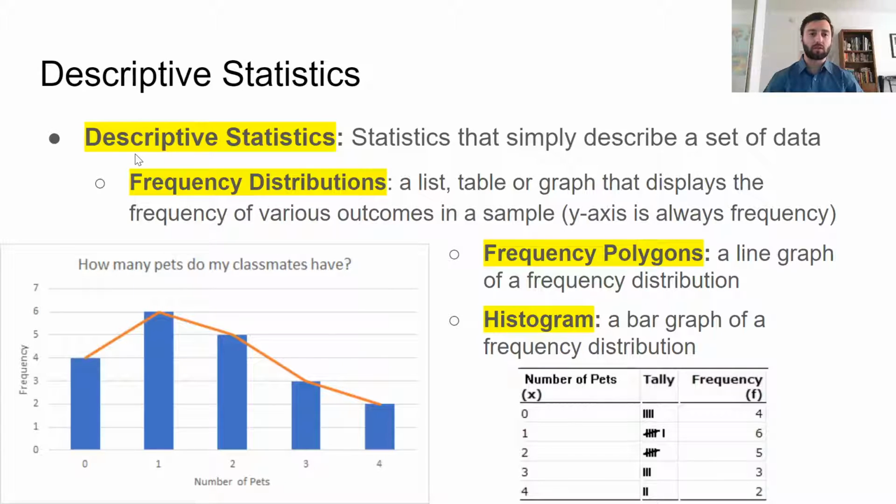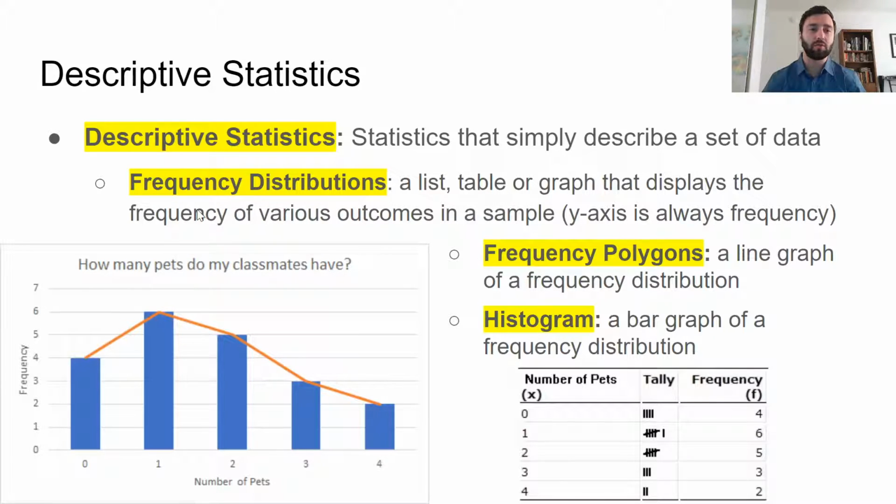So what are descriptive statistics? Really simply, it's all in the name: these are statistics that describe a set of data. So you've got a whole bunch of numbers, a whole bunch of data. These are ways that we can describe them. And all of the stuff that has to do with descriptive statistics is describing that data.